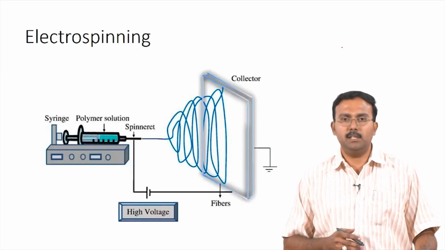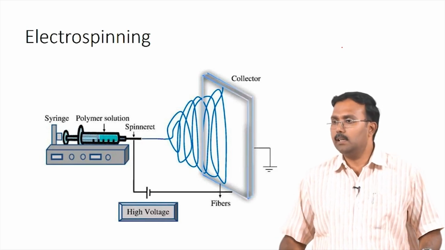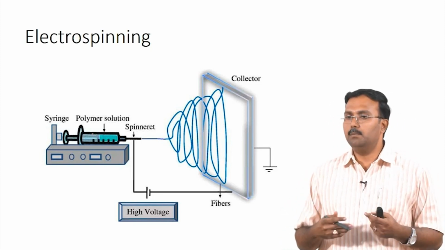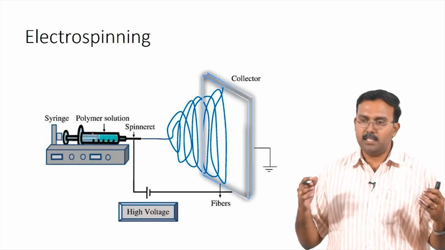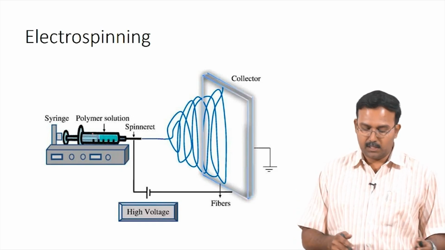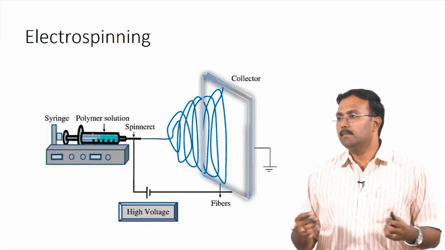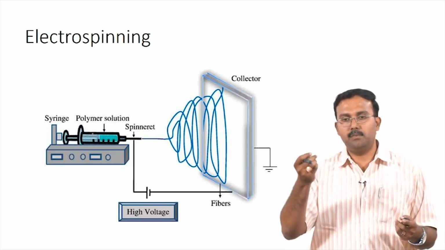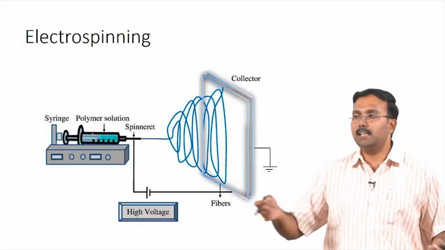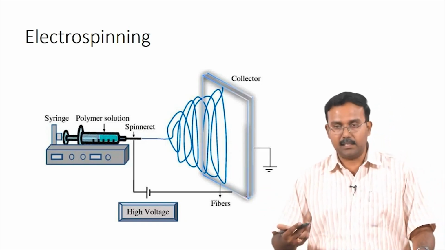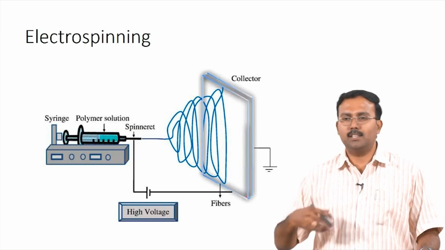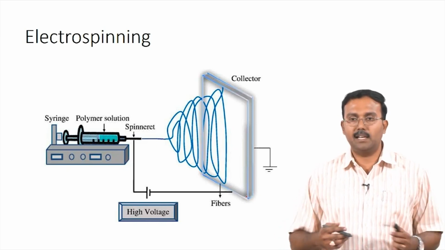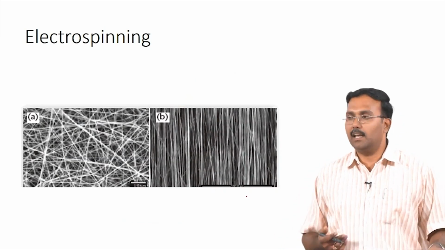So another technique which is commonly studied is electrospinning. In this technique, you take a syringe and fill it with a polymer solution, and the syringe dispenses the polymer solution, which is exposed to a high voltage environment. This basically breaks the polymer flow into thin fibers, which are collected by a collector which is grounded, and the collector can be a rotary drum, a flat surface and so on. Depending on the collector surface, you can get either non-aligned or aligned fibers.